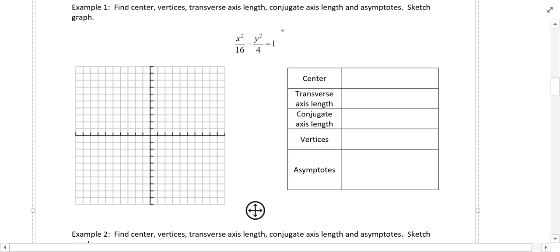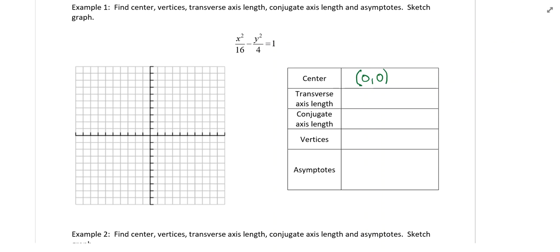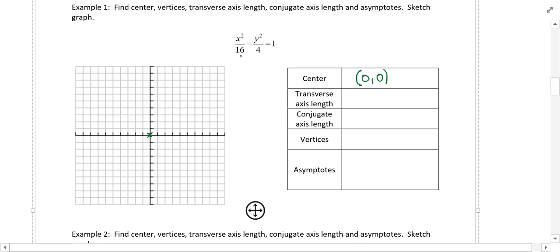My center is 0, 0, because I have no transformations happening. There's nothing added or subtracted to either the x or the y quantity squared. I'm going to do just like I do with my ellipse and put a little x there. Again, I'm not going through that point. The beginning part is going to feel really familiar, similar to an ellipse. I'm going to head the square root of 16, or 4, along my x. 1, 2, 3, 4. 1, 2, 3, 4.